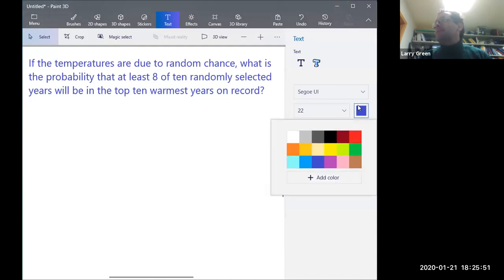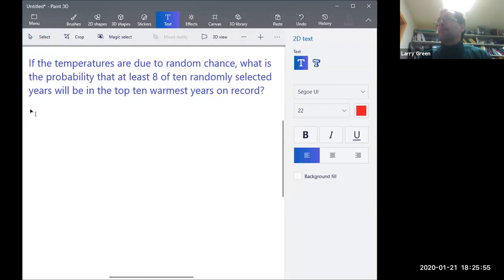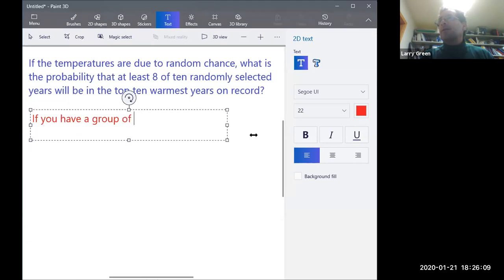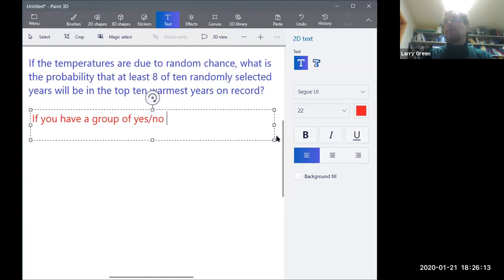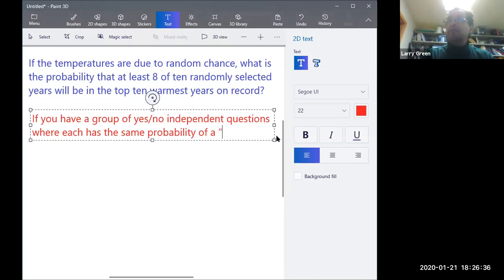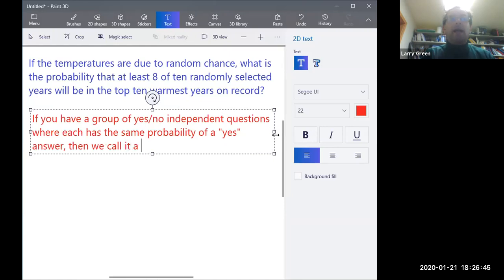So if you have, let me write down all the different things. If you have a group of yes, no, independent questions where each has the same probability of a yes answer, then we call it a binomial experiment. Any questions on this?